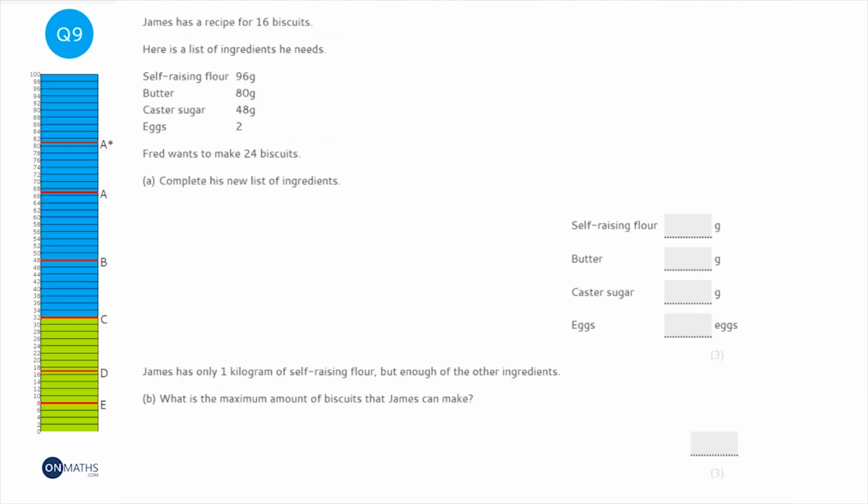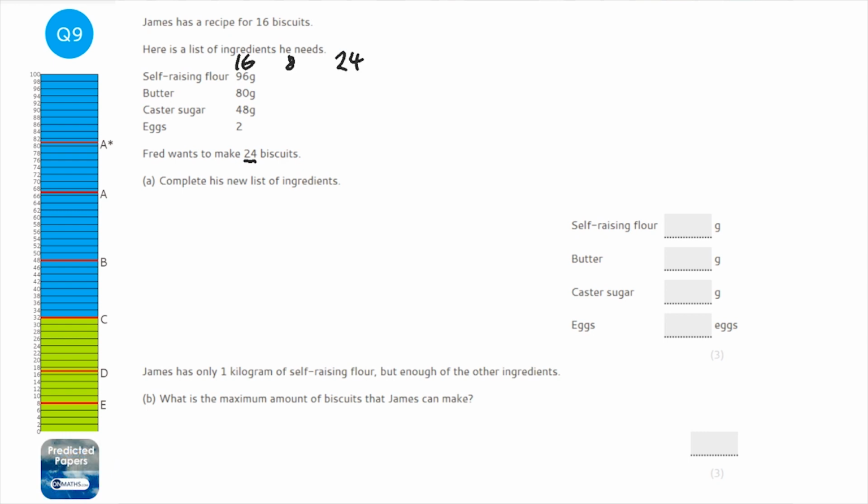Okay, so this is a standard recipe question, and the important thing to realise is that these ingredients are for 16 and we want to try and get 24. So I can't go straight from 16 to 24. Well, I can, but without using fractions. So what I'm going to do is work out how much I need for 8, and then I'm going to times that by 3 to get 24.